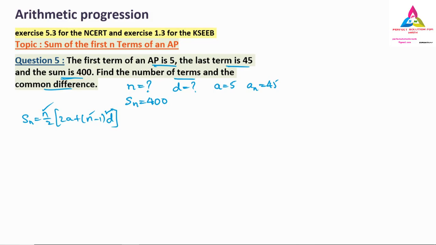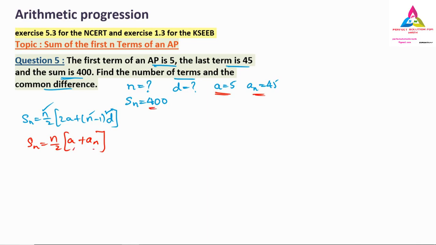So selection of the formula is also very important in Sn. Which formula are you going to apply? You have to go with the formula Sn is equal to n by 2 into a plus an. Why go with this formula? Because here they have clearly given the first term and the last term, and also they have given Sn.